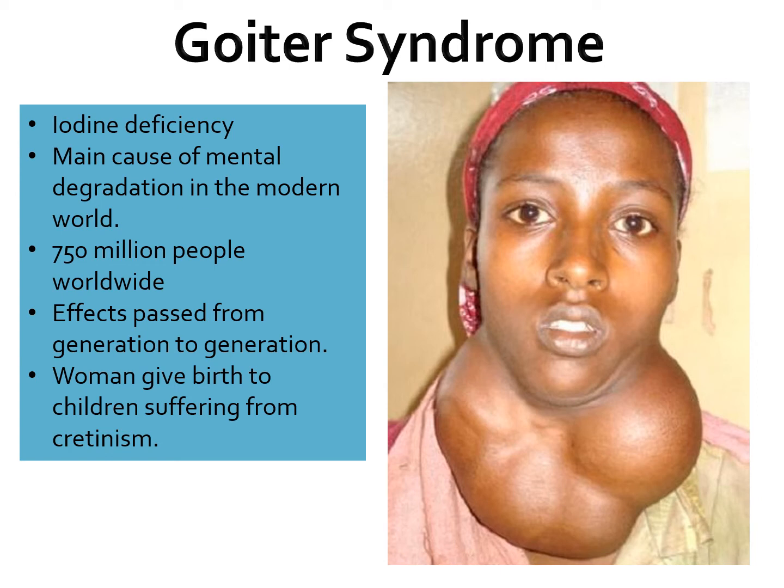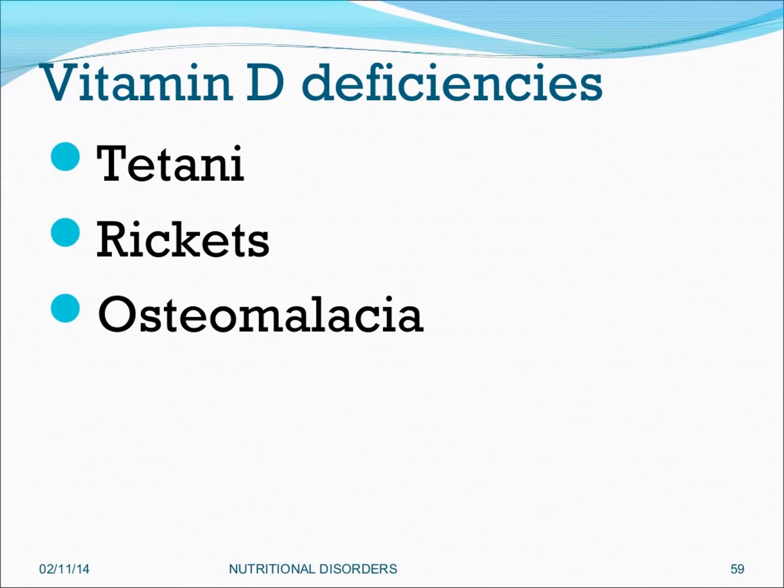Women give birth to children suffering from something called cretinism, which is caused by a lack of iodine within the mother during fetal development. If we look at vitamin D deficiencies, it causes three distinct conditions. You have tetany, as well as rickets, and osteomalacia.